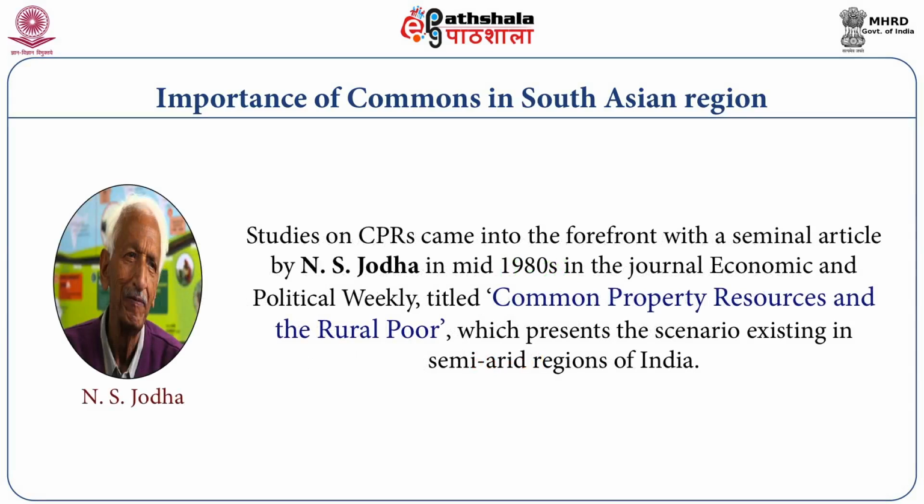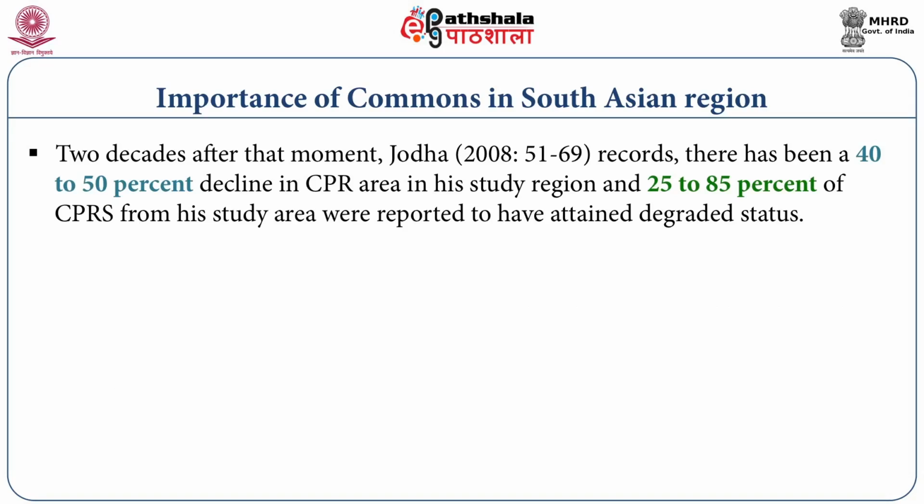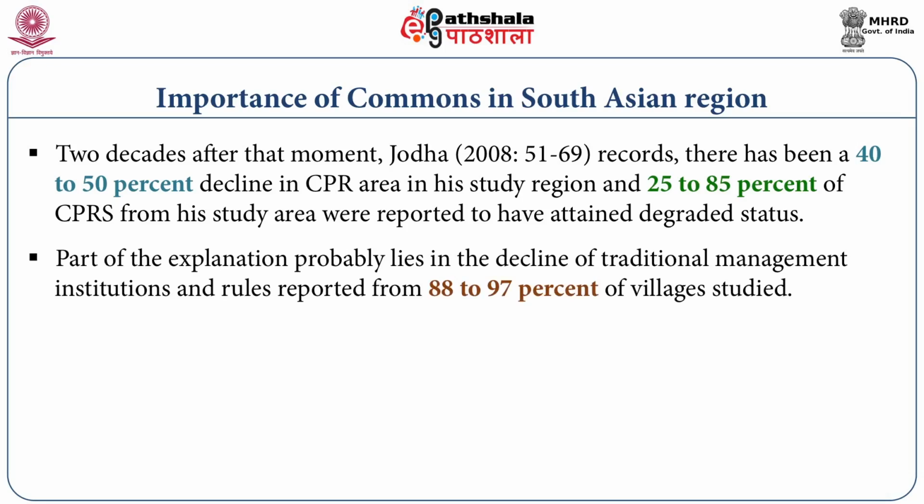Studies on CPRs came into the forefront with a seminal article by N.S. Jodha in the mid-1980s in the journal Economic and Political Weekly, titled Common Property Resources and the Rural Poor, which presents the scenario existing in semi-arid regions in India. Two decades after that, Jodha records there has been a 40 to 50% decline in CPR area in his study region, and 25 to 85% of CPRs from his study area were reported to have attained degraded status. Part of the explanation probably lies in the decline of traditional management institutions and rules, reported from 88 to 97% of villages studied.